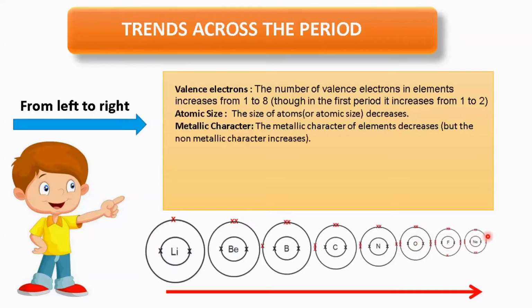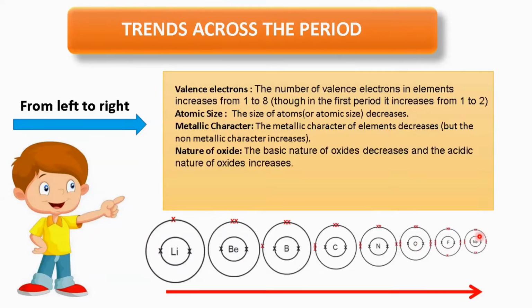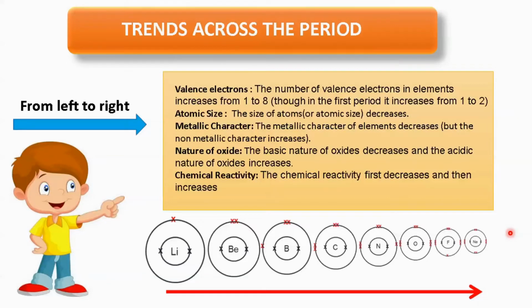Therefore on the left we have metals and at the extreme right we have non-metals. Nature of oxides: we all know that metallic oxides are basic and non-metallic oxides are acidic. So at the extreme left we have basic oxides and at the extreme right we have acidic oxides.